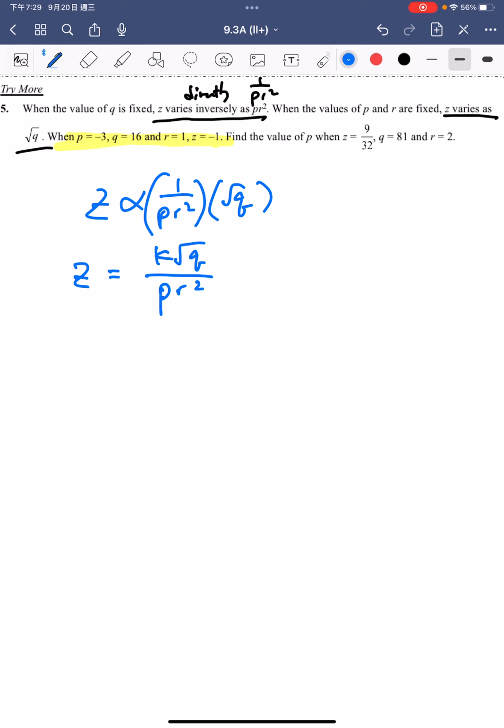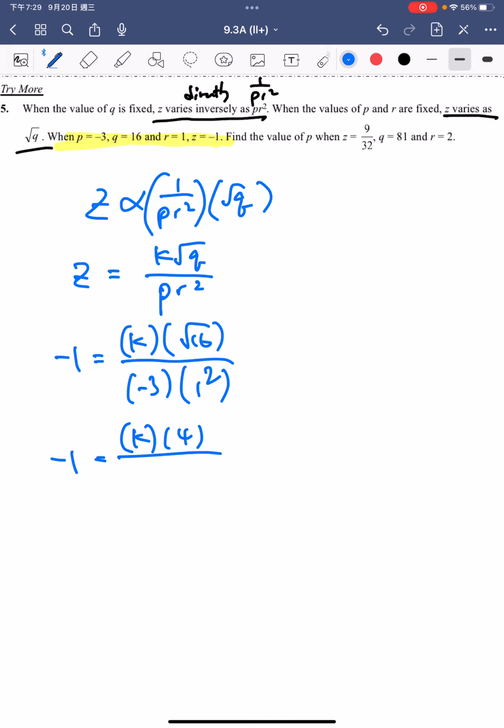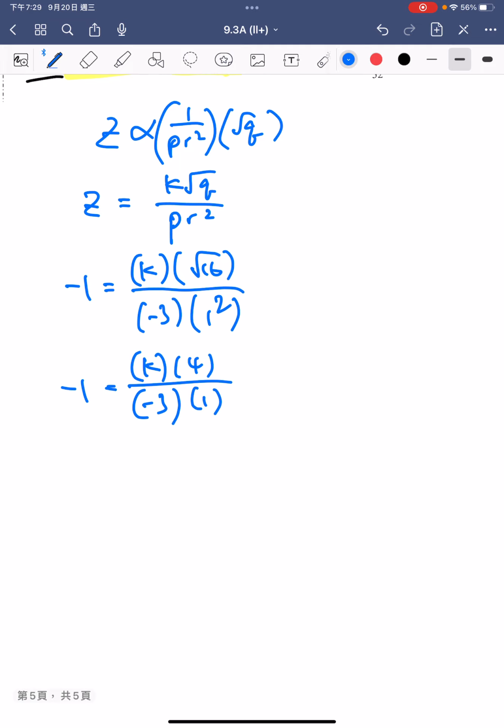Then for the condition that we have, p, q, r, z, we can just substitute back into our formula. Then we have z is equal to -1 is equal to k times the square root of q. We have square root of 16 divided by p, which is -3, and r is 1, so we have 1 squared. Now we can simplify to get -1 is equal to k times 4 divided by -3, and 1 to the power of 2 is just equal to 1. So we put the things on the left hand side, and we get k is equal to -1 times -3 divided by 4.